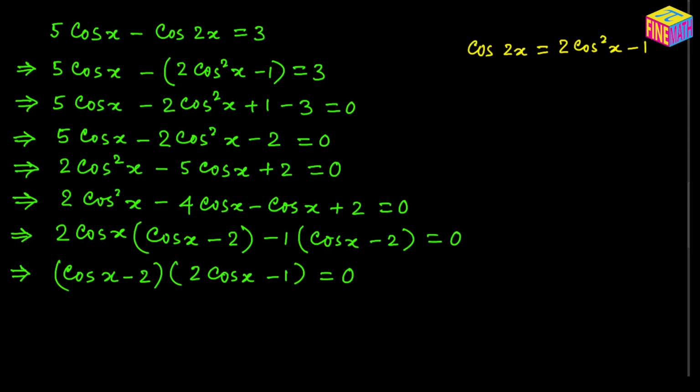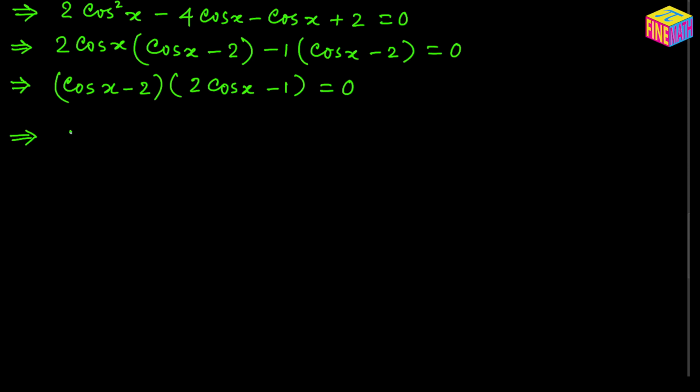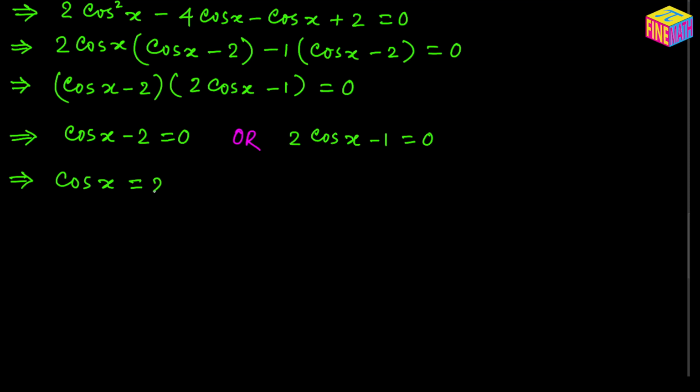So from here we can say the first factor is equal to 0, which is cosine of x minus 2 is equal to 0, or the second factor is equal to 0, which is 2 times cosine of x minus 1 is equal to 0. Now from the first factor what do we get? We get cosine of x is equal to 2, or from the second factor we would get cosine of x equals positive 1/2, because if you bring the negative 1 to the right hand side, that will become positive 1, and then you divide both sides by 2, so then we get cosine of x equals positive 1/2, and that is actually equal to cosine of 60 degrees, which can be written as cosine of pi over 3.